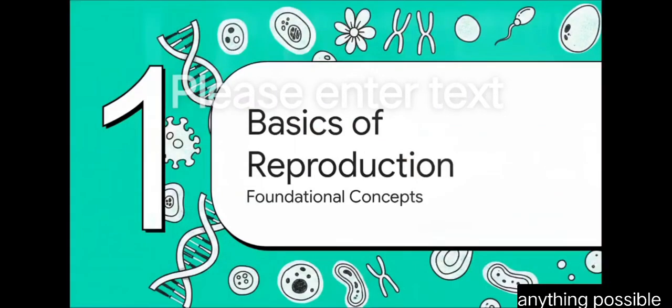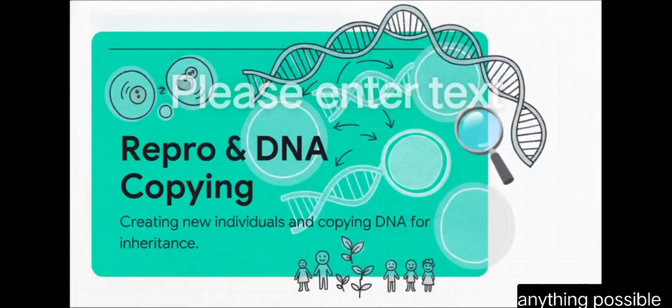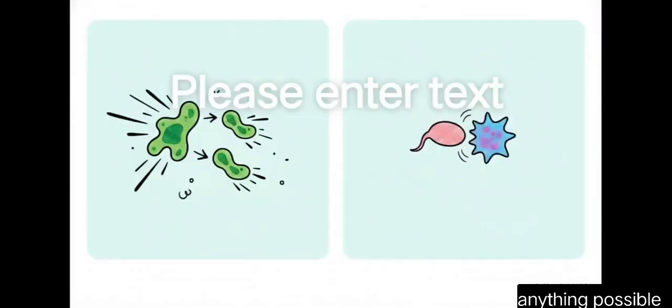Let's get into it. Section 1, Basics of Reproduction. So the absolute first step of life is reproduction, right? It's literally the biological process of creating new individuals. But here's the catch. Before a cell can divide, it absolutely must create a replica of its DNA. Think of it like photocopying a master blueprint for a house. This DNA copying is what ensures the basic body design is passed down. No DNA copying? Well, then there's no inheritance of traits. It's that simple.